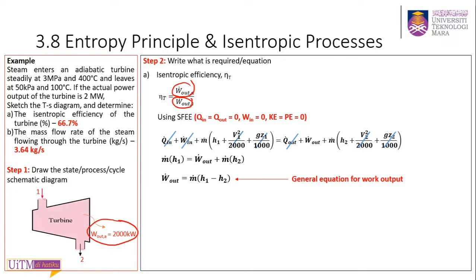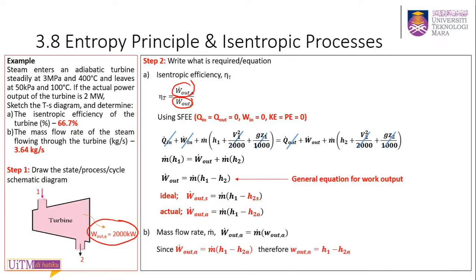Remember that this is only the general equation. This equation must be rewritten to take into consideration the ideal and actual conditions. For mass flow rate, since the actual work output is given, we can use the following relationship to find for mass flow rate.